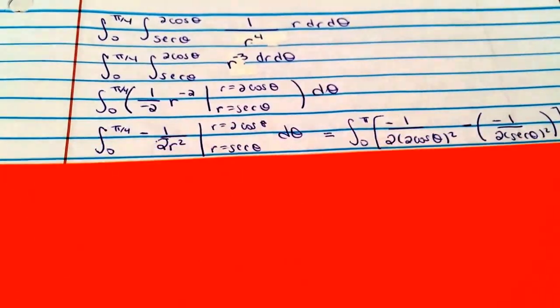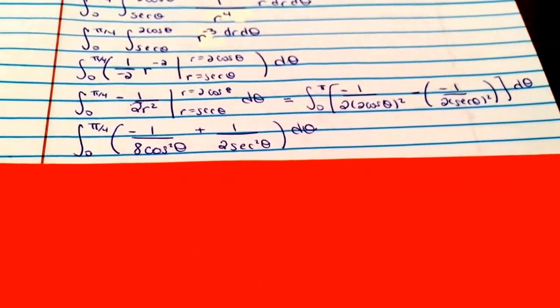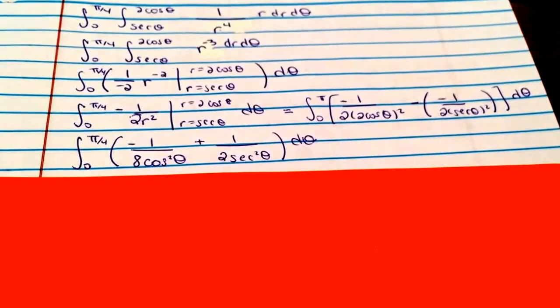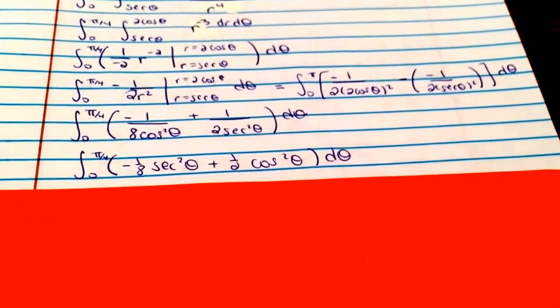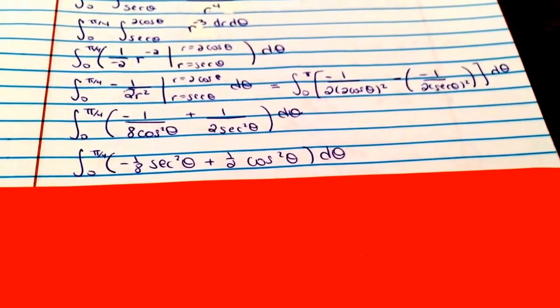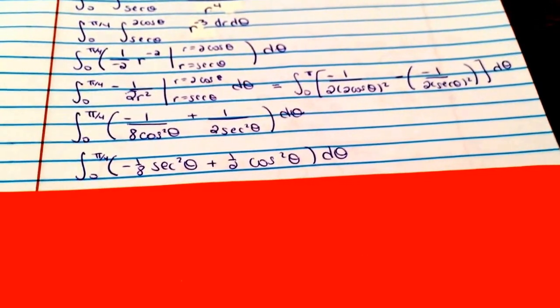Okay, so now I'm going to integrate: add 1 to the power, multiply by the reciprocal of the new power, plug in, you're squaring this stuff, and then a cosine squared in the bottom is the same thing as a secant squared in the top, and a secant squared in the bottom is the same thing as a cosine squared in the top, so I brought those up so that I don't have fractions. And then you can integrate secant squared, it's just tangent, but you cannot integrate cosine squared.